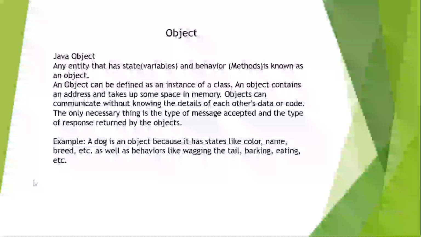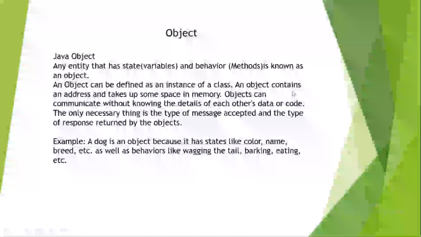Java object is nothing but any entity that has state and behavior. Here, state is nothing but variables and behavior is nothing but methods. That means an entity that has state and behavior, variables and methods, is known as an object. An object can be defined as an instance of a class. So if you want to create an object, you have to create an instance of a class, then only can an object be created.